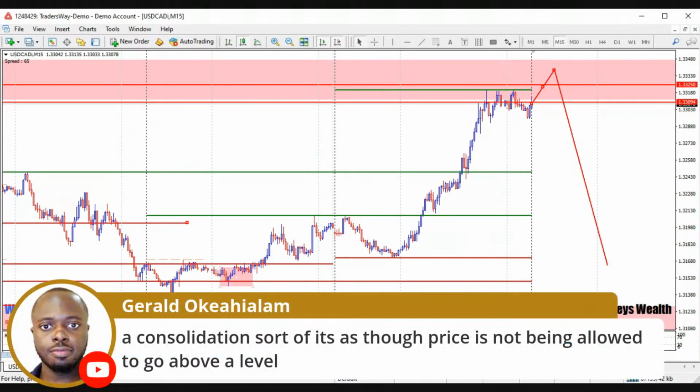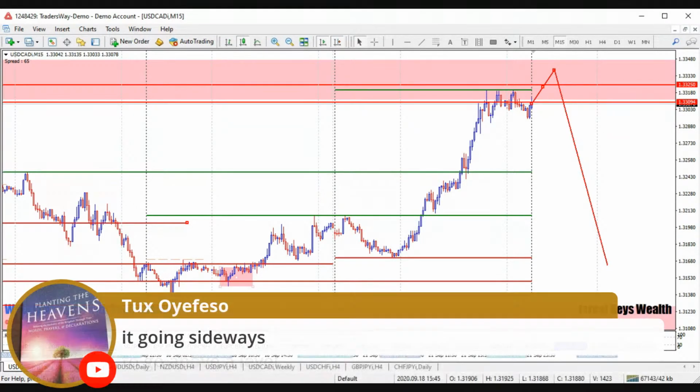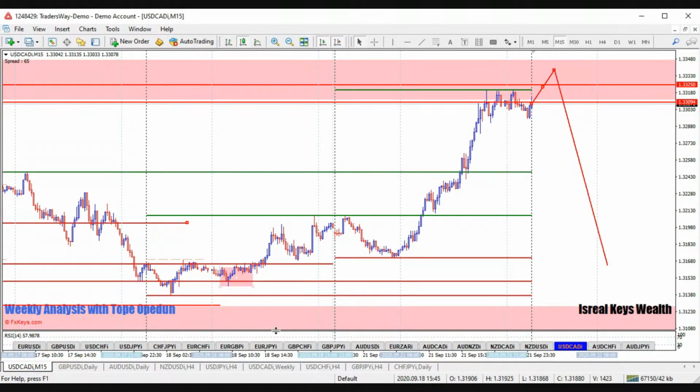All right, any questions? Tope said USD is going sideways. Yes, it's going sideways, but they're engineering liquidity. That's what they're doing. When it's going sideways and you're having equal highs or equal lows, it's not a mistake. By now you should know that we're looking at their footprint. They're purposely doing that, on purpose, so that they can attract people.